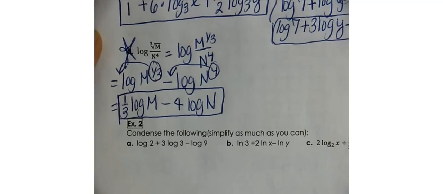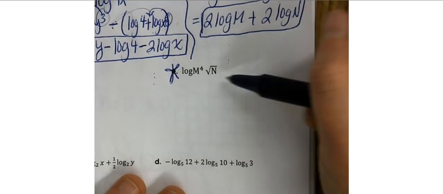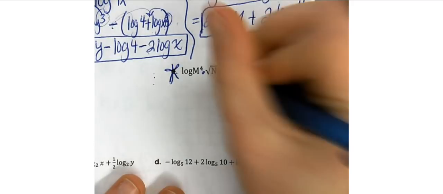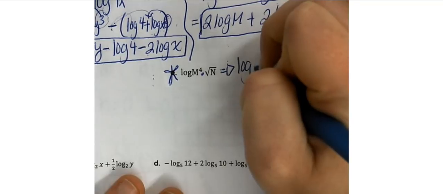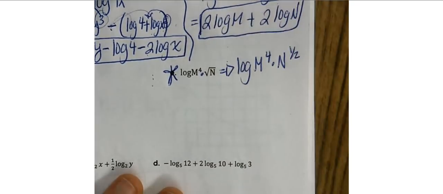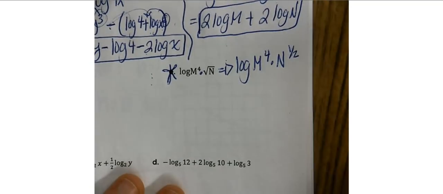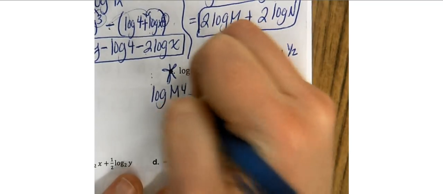That is letter D. For letter E, the main operation that's taking place here is multiplication, but before I do that, I'm going to rewrite this problem as log of m to the 4th power times n to the 1/2 power. So I'm going to expand using addition because we have multiplication, and I have log of m to the 4th power plus log of n to the 1/2 power.